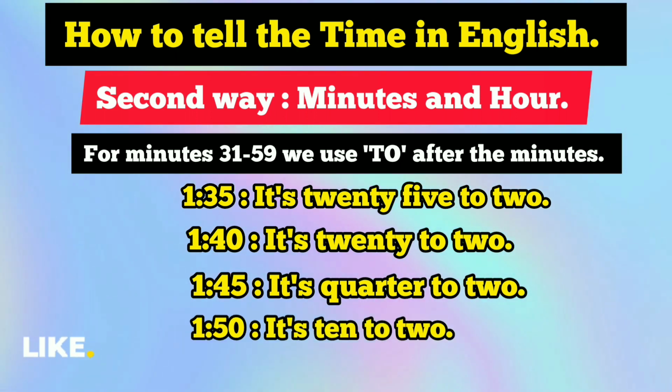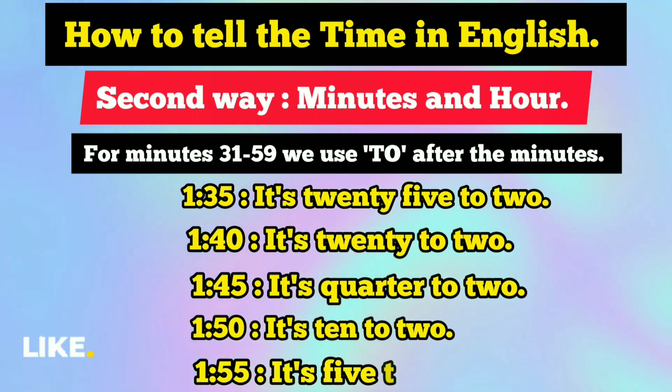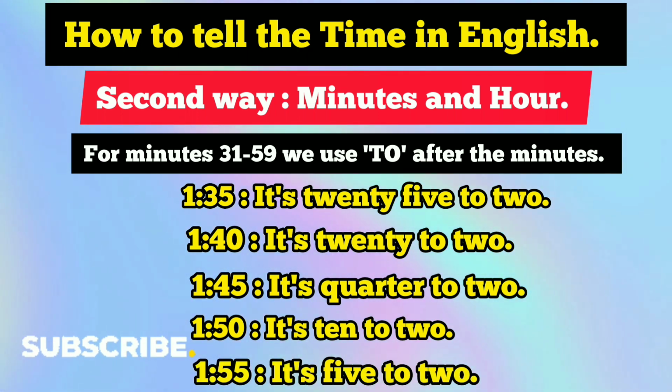And the next is 1:50. It's 10 to 2. That means 10 minutes remaining. And the last one is 1:55. It's 5 to 2. That means 5 minutes remaining to hit 2. So I'm quite sure it's clear. It's quite interesting and very important. And that's the way you have to tell the time in English.